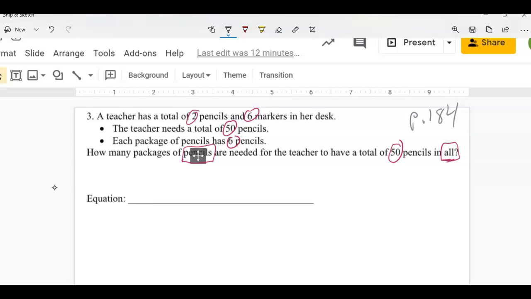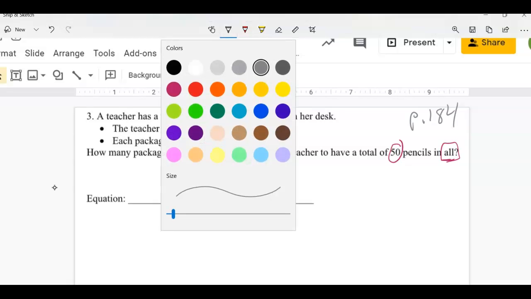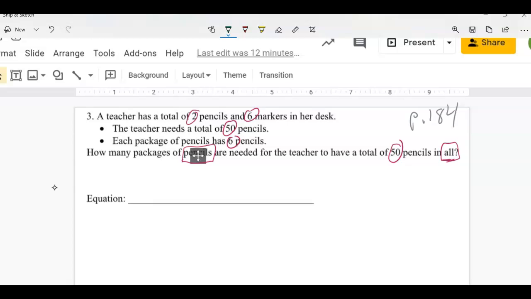Okay, so here she needs 50 pencils, and she already has 2 pencils. She already has 2 pencils, but she needs 50. So it needs a 50 total. So how many more does she need? That's the first thing we need to figure out. And in order to do that, we need to subtract.